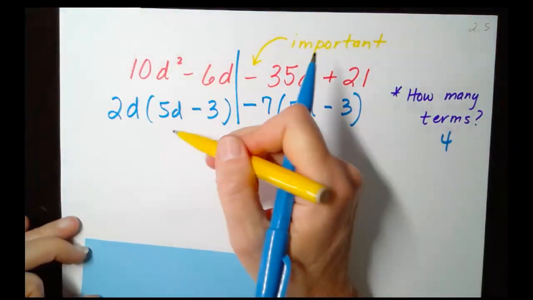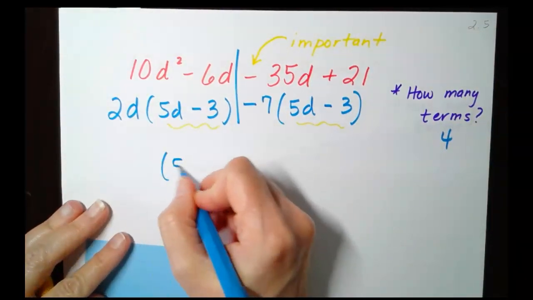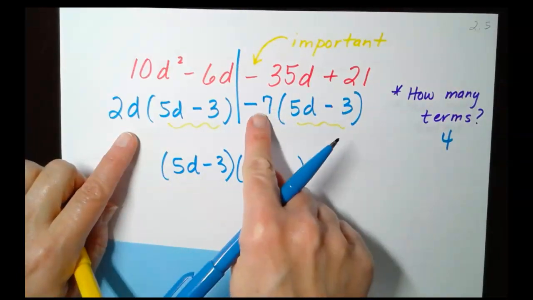And just like magic, the GCF is 5d minus 3. Bring it to the front, and what's left over? 2d minus 7.